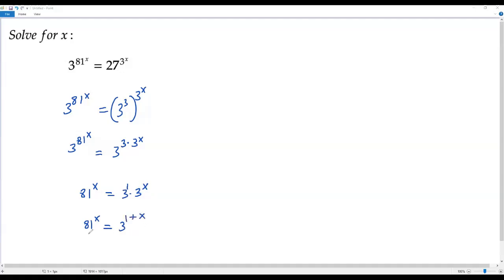Now we have base 81 on the left side and base 3 on the right side. As I said earlier, to solve this exponential equation, we have to get the same base on both sides. So 81 actually is a power of 3. That is, 81 can be written as 3 to the fourth power. When I write 81 as 3 to the fourth power, I'll be getting the same base 3 on both sides, and I can equate the exponents and solve for x. Now let me write 81 as 3 to the fourth power, whole to the power of x, equals 3 to the power of 1 plus x.